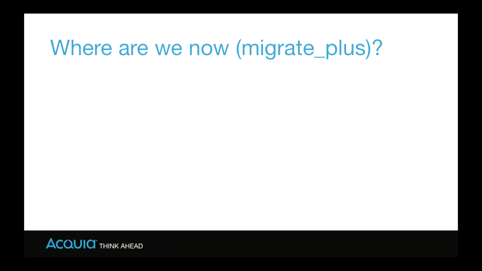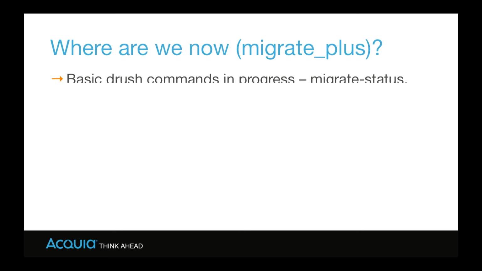So Migrate Plus, our little grab bag of stuff. What's in that grab bag so far? Basic drush commands. You can do a drush migrate status to see where the migrations you have defined are, what's been imported, what the names of the migrations are so you can run them. And the basic migrate import works.